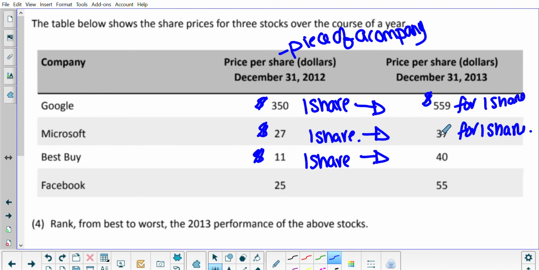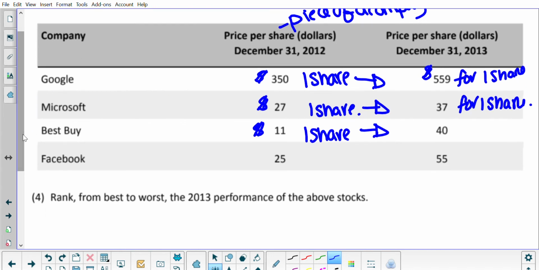which company do you think performed the best during this period? Which one do you think had the best performance? Because think about it, the better the company is, it's going to keep going up. So everyone did pretty well because they all went up in 2013. There is no right or wrong answer for right now. I just want to know what you guys are thinking. Do you think Google did the best, Microsoft, Best Buy, or Facebook? Just tell me which one you think did the best.